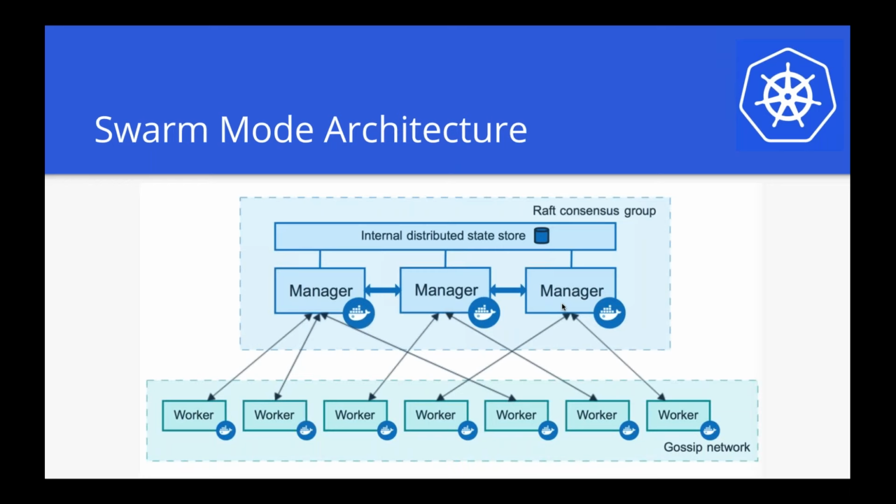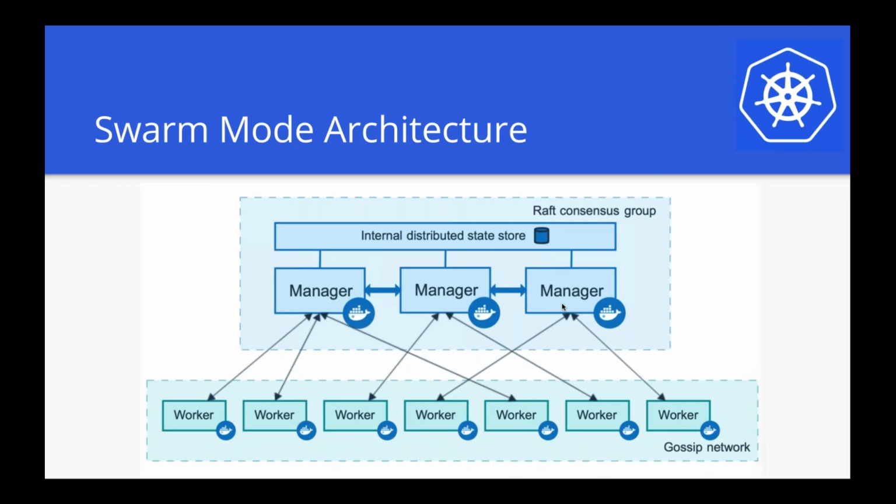Taking a closer look, there is an internal distributed state store that all the managers use to talk to each other, and that is the Raft consensus group, which will contain the single source of truth, and at any given point of time, any manager can query to get the state of the current cluster. So this is not shared with the workers. There is another layer of workers, and they use a gossip network to talk to each other.